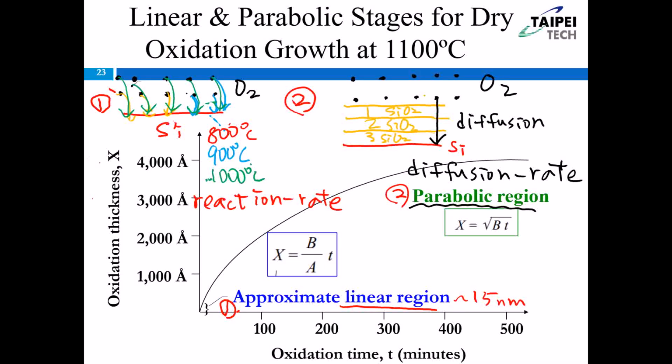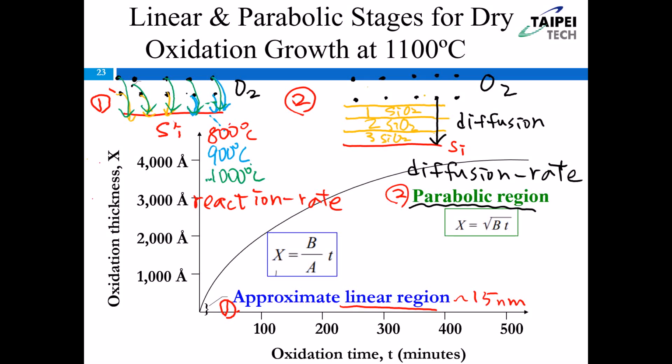The diffusion rate of the oxygen controls the growth rate of the oxide, okay? It makes sense, right? So that's the reason for the second stage we call it the parabolic region, and the growth rate is slower. It's slower and becomes saturated, okay?